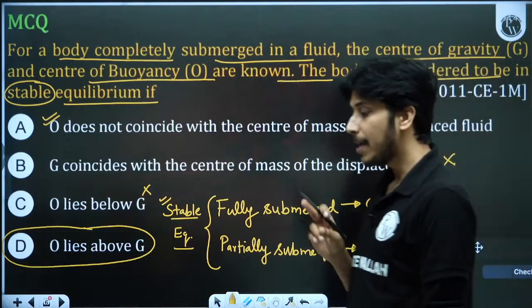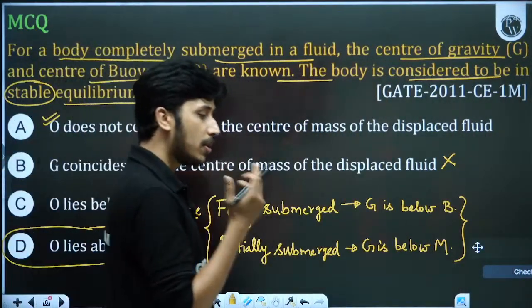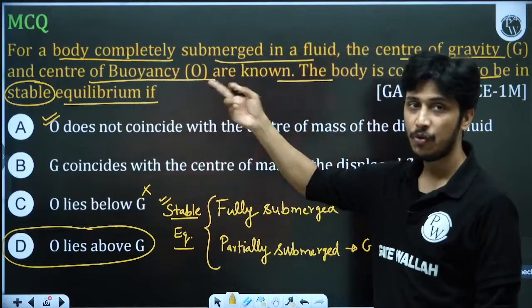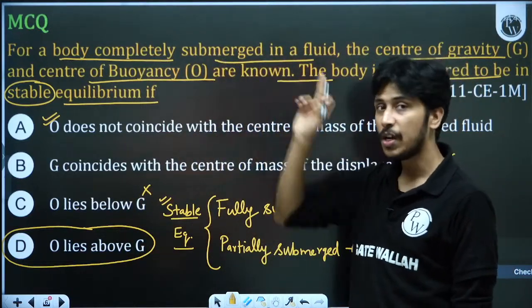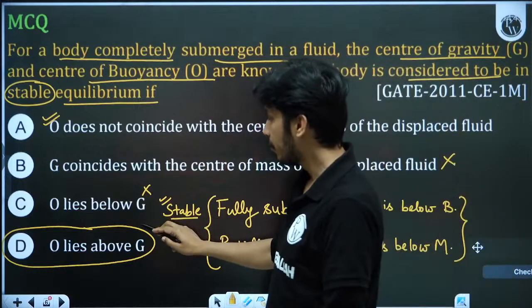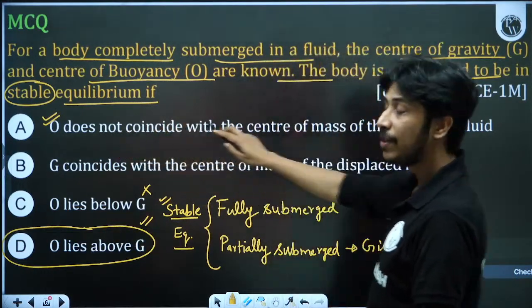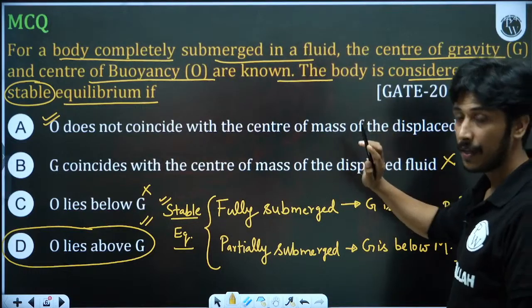Always remember, in the exam, if you are feeling that more than one option is correct and the question is MCQ, not MSQ, then consider the most appropriate one. So most appropriate is this, because here they are directly comparing O with G. Here they are comparing O with the center of mass, not with the center of gravity. So here this is correct.